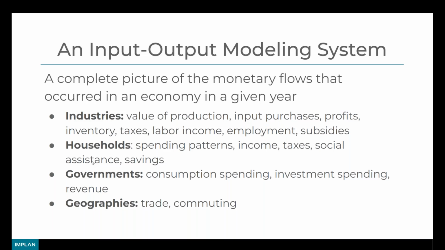From a government's perspective, an IO model includes their consumption, so how governments spend fiscal revenue, investment spending, and again, how they generate revenue, so taxes. And from a geographic level, input-output modeling systems also include trade between various geographies, as well as commuting across geographic boundaries.